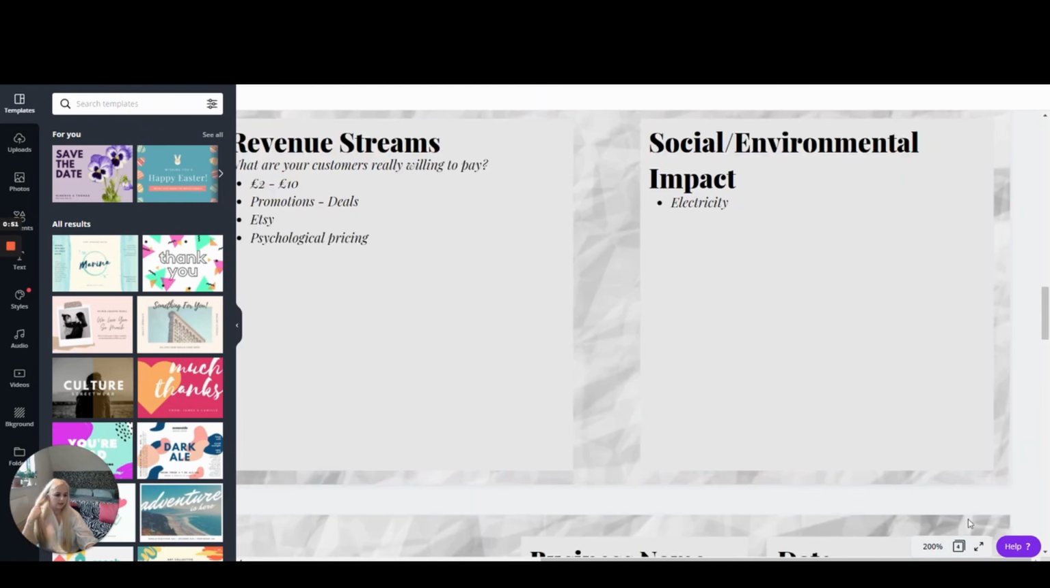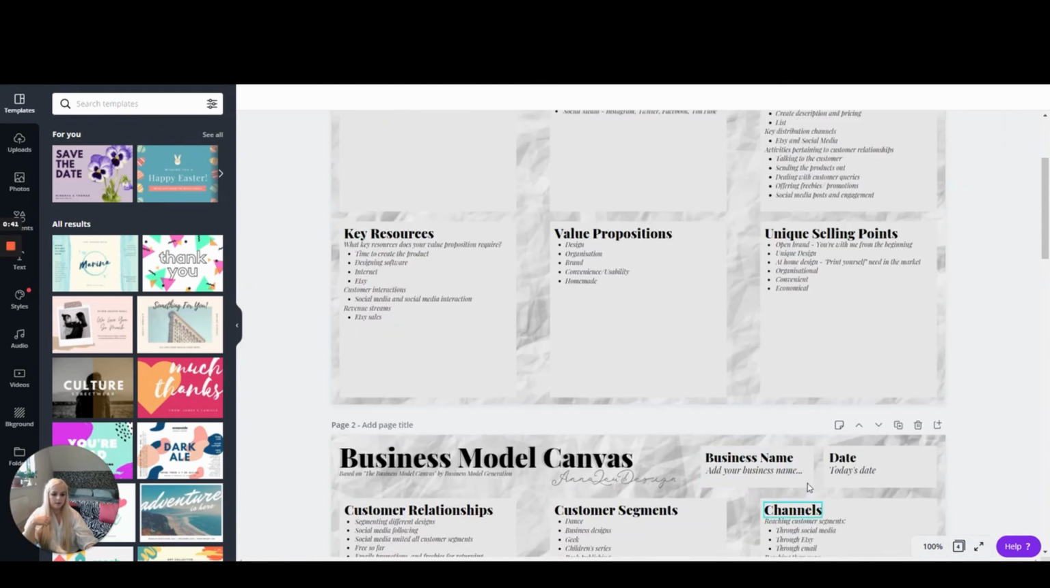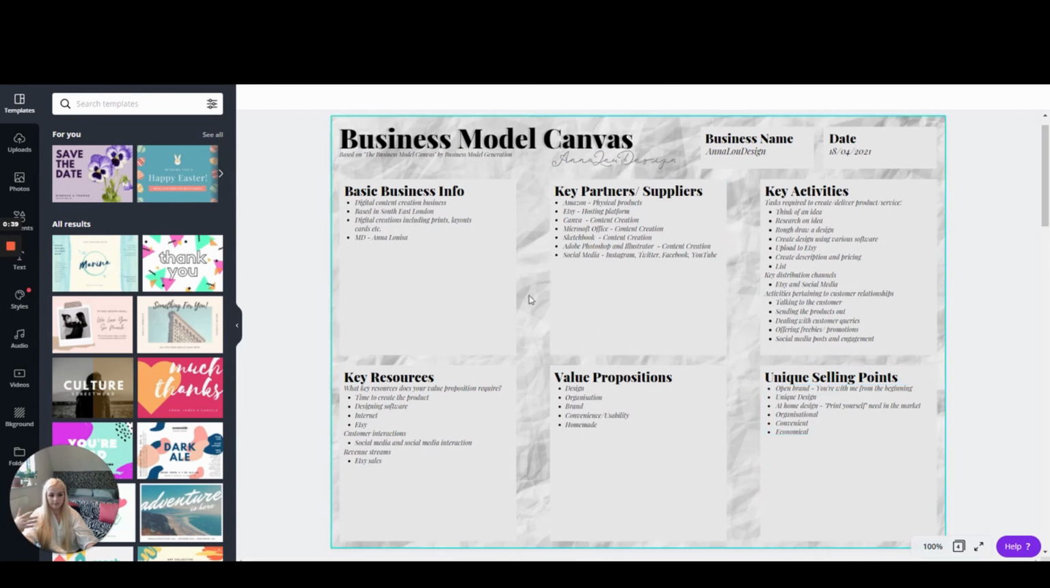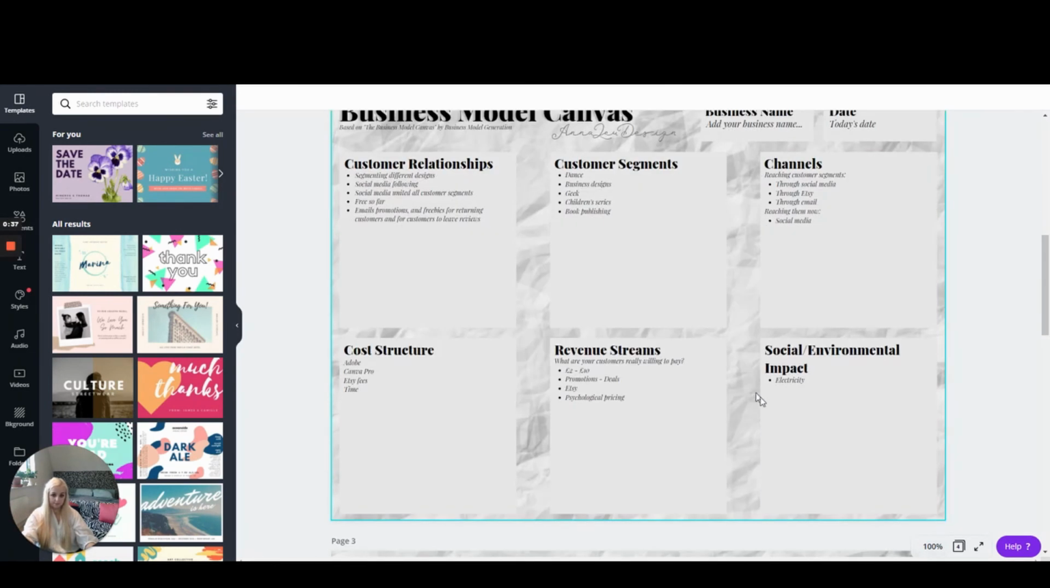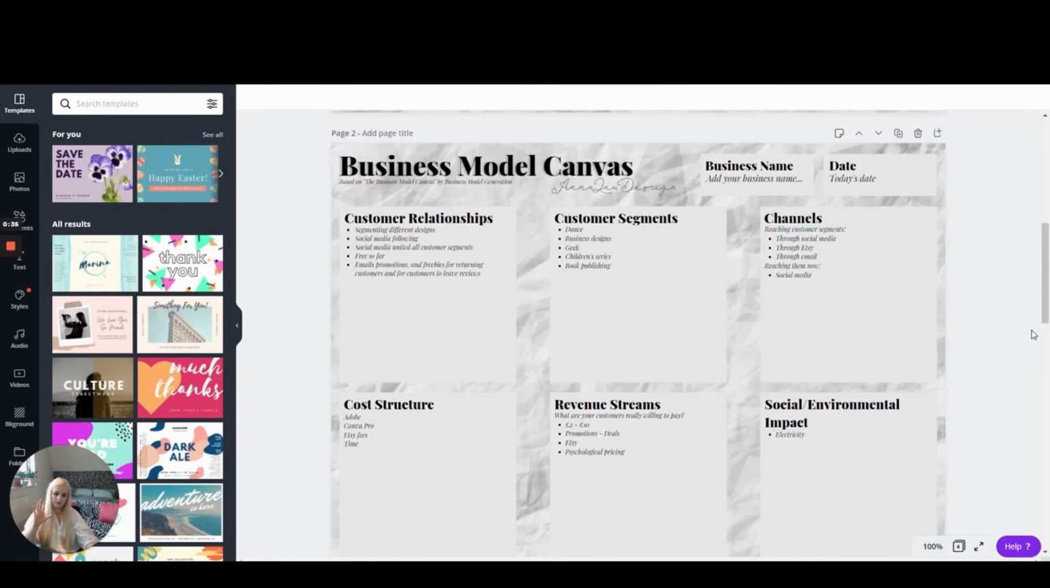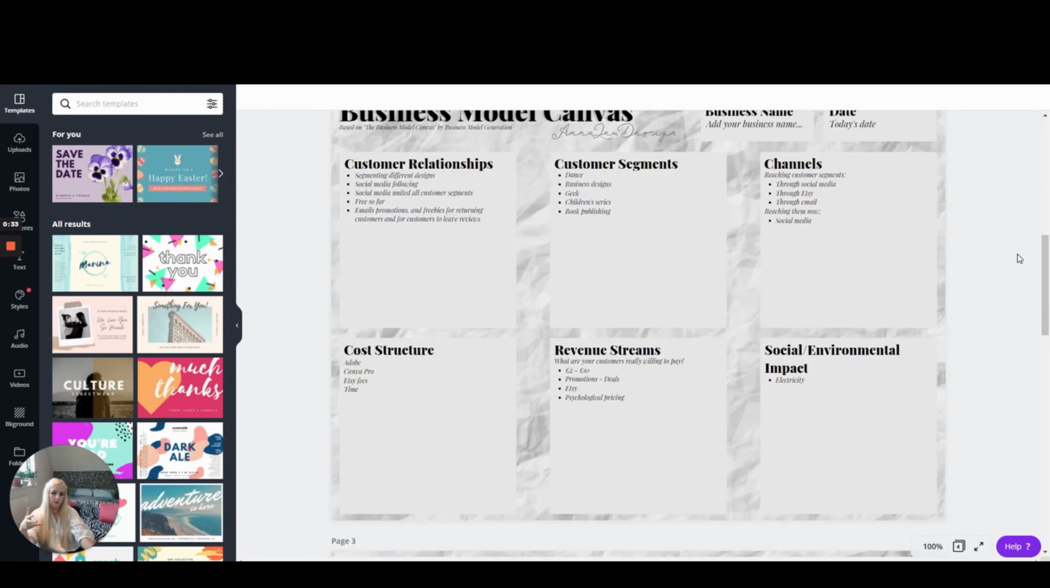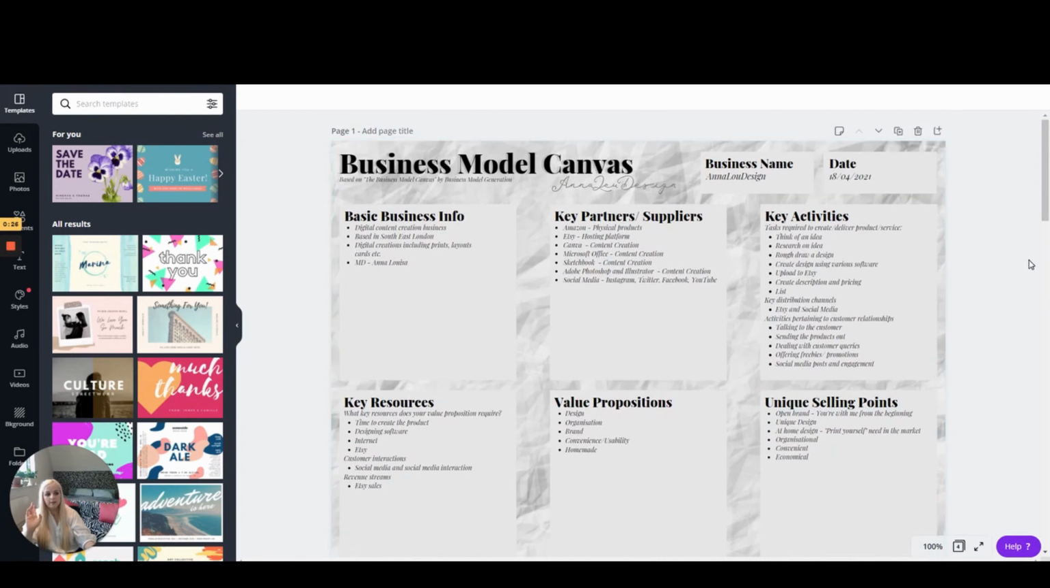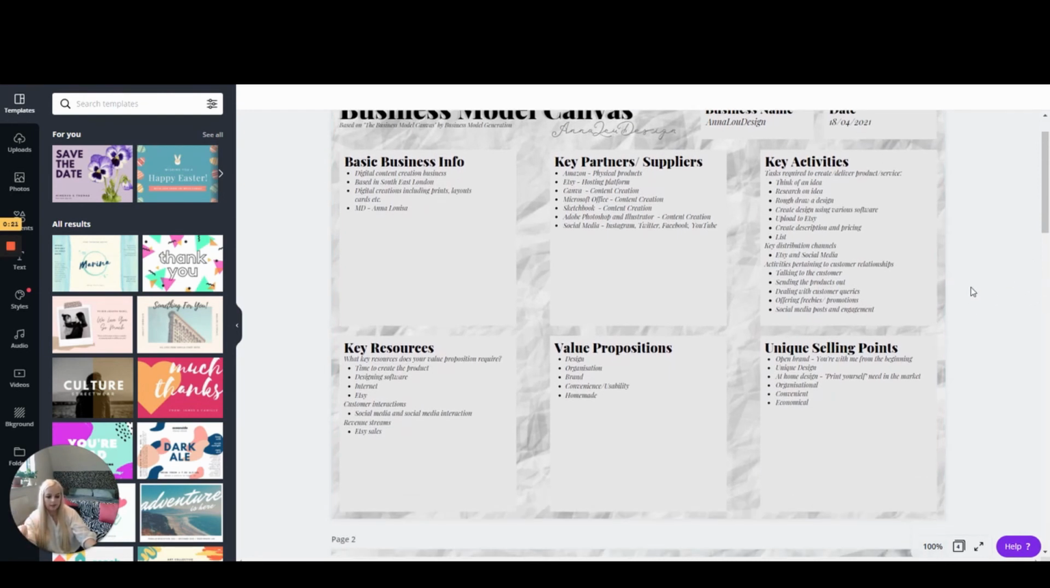I am going to end the video here, and here's an overview of my business model canvas. It's really good to just see it like this and get a really good understanding of what's happening. Again, mine is very basic, and this really needs to be done after I've listed a few products on Etsy, so I will come back to this again in the future.